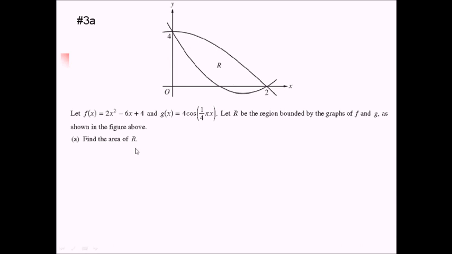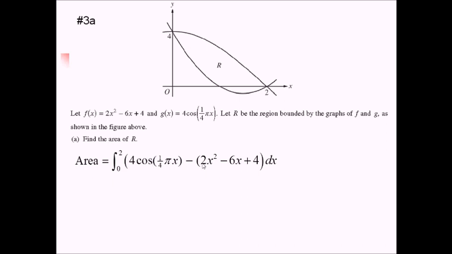So first task is to find the area of R. And again, we can't use a calculator, as nice as it would be. So my setup here, they at least gave me the limits of integration. I've got an integral from 0 to 2 of, I'm going to do top minus bottom. So that's going to be this cosine function minus this other function. And I'm going to write everything out because I'm going to have to do this by hand. So 4 cosine 1/4 pi x minus, parentheses, 2x squared minus 6x plus 4.